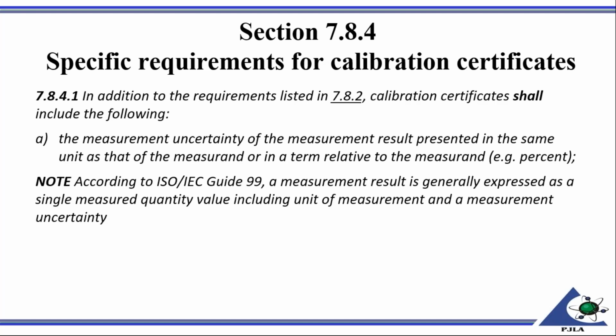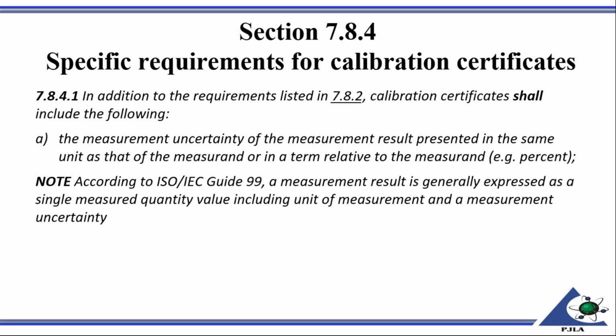7.8.4.1. In addition to the requirements listed in 7.8.2, calibration certificates shall include the following. So 7.8.4, this entire subsection is going to be governing the calibration certificates. This is in addition to the 7.8.2. You are not going to have to require the 7.8.3, the one that we just covered. This is just for calibration certificates, not for test reports, not for sampling. So keep that in mind.